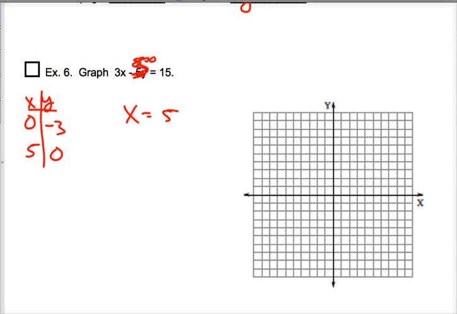So the x-intercept is 5, 0, that's right here, that's where it crosses the x. 0, -3, right here. Take a ruler, whatever straight edge, try to hit the dots. I missed. You get the idea. And I'll slide it down a little bit, I guess that could make it better. Okay, there we go. So there's the graph of that line that had a standard form equation.